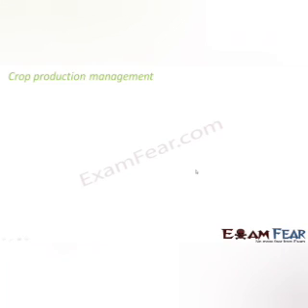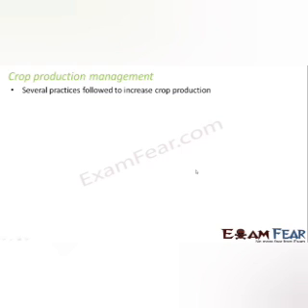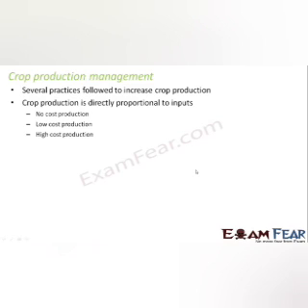Crop production management. In the last topic we saw how to improve the variety of the crop. Now we will see how we can improve the production of crops. Several practices are followed to increase crop production. There are a variety of ways by which we increase the amount of crop which is produced. Crop production is directly proportional to the inputs. That means the kind of input you give is the kind of output you will get.